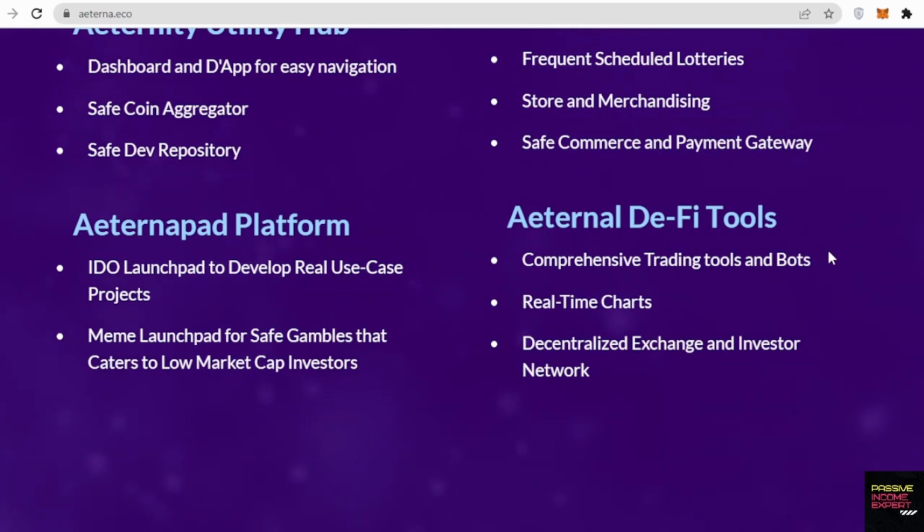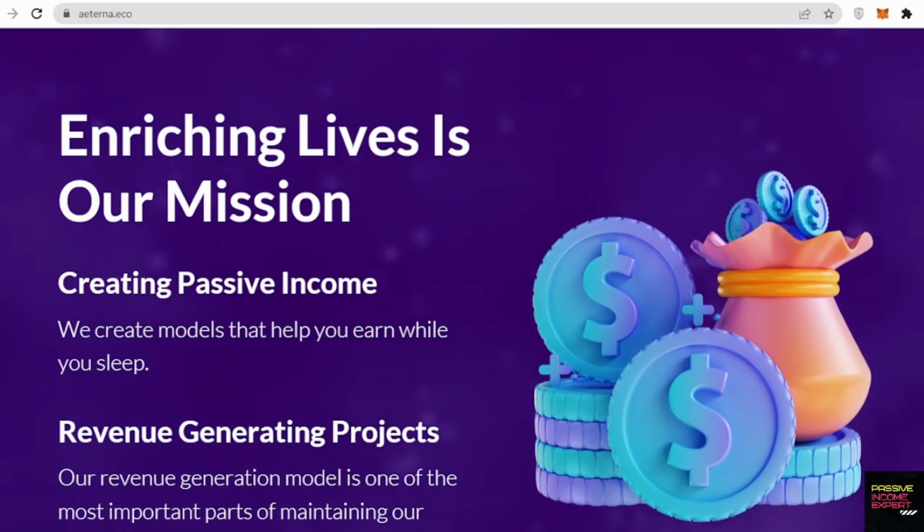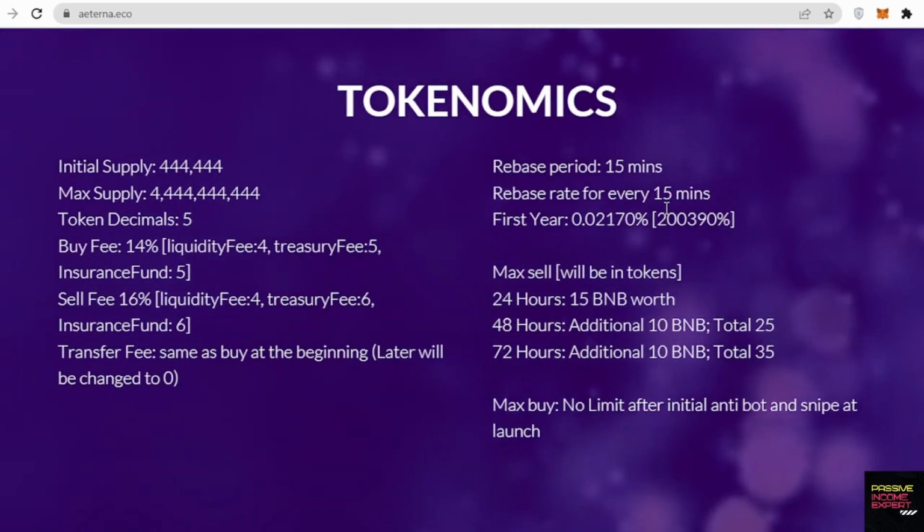And Eternal DeFi tools, comprehensive trading tools and pods, real-time charts, decentralized exchange and investor network, which is quite good. So the utility seems to be very promising. Enriching lives is our mission, so that's their mission. You can get all of the details on their main page.